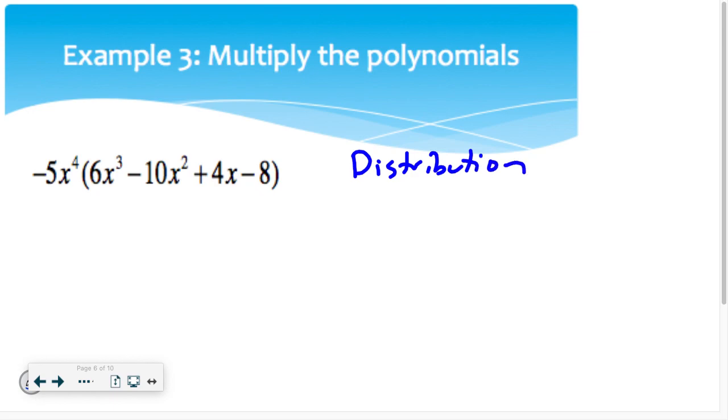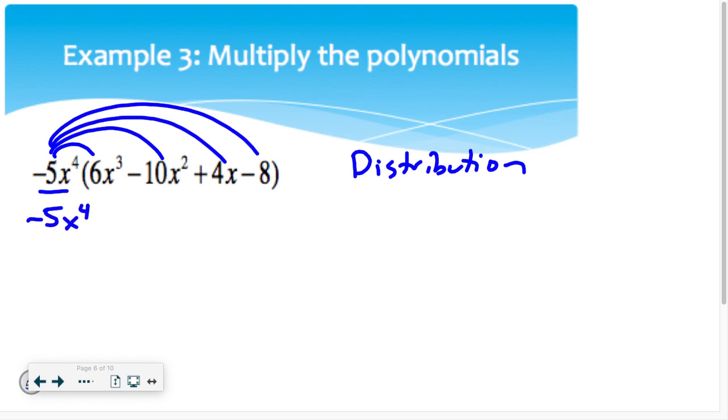So what that means is every single term on the inside of my parentheses is going to be multiplied by this outside term. I'm sure you've done it like this, where you draw rainbows, like that. Okay? So what's happening is we're going to have negative 5x to the fourth multiplied by 6x cubed.